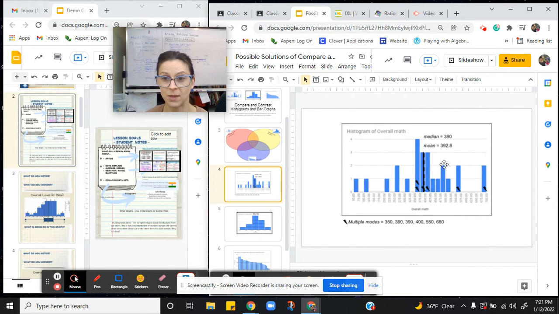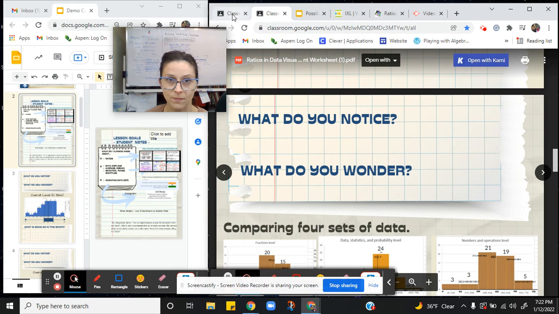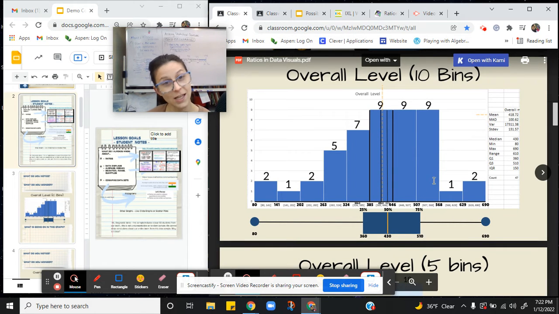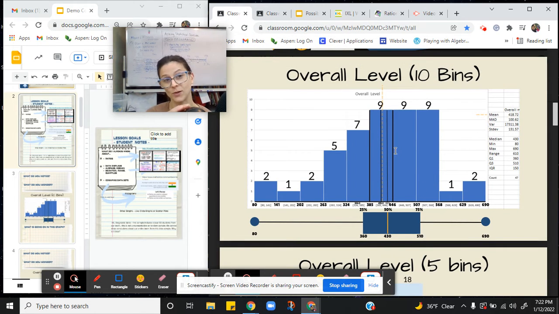Let's take a look at the mean and median. In December, the overall math mean and median for students who had enough time in the diagnostic from our 6 South team was around 390. Both mean and median were very close, so this data is pretty symmetric. The data looks less symmetric to me now. It looks a little bit skewed left.